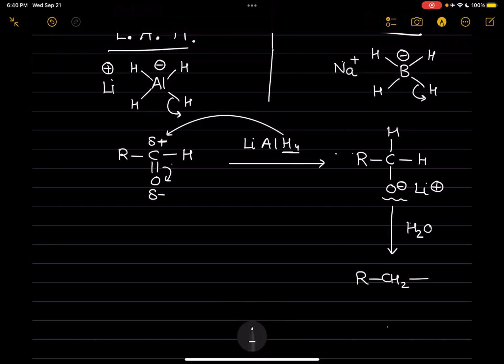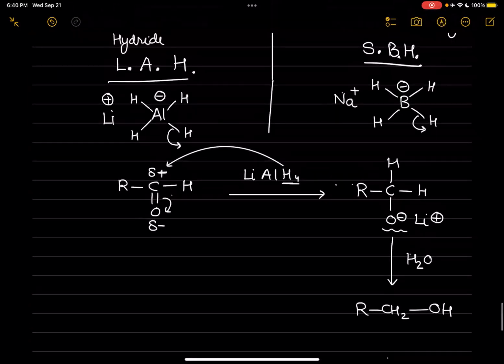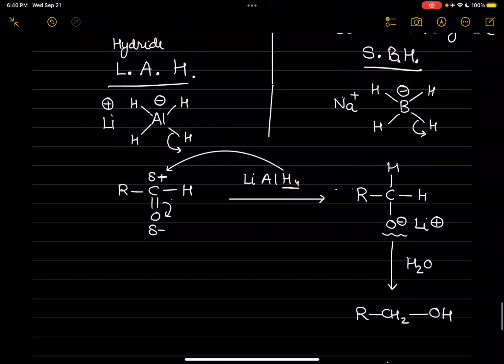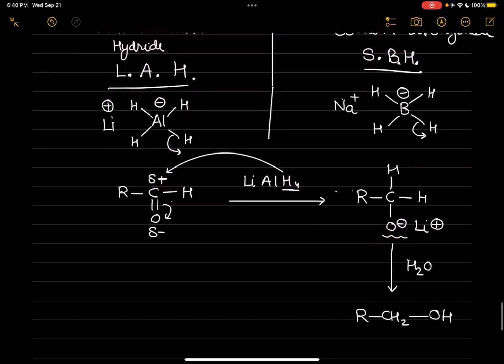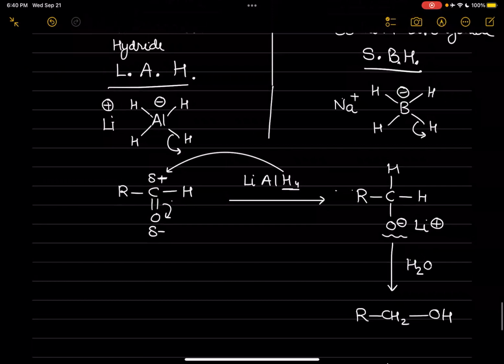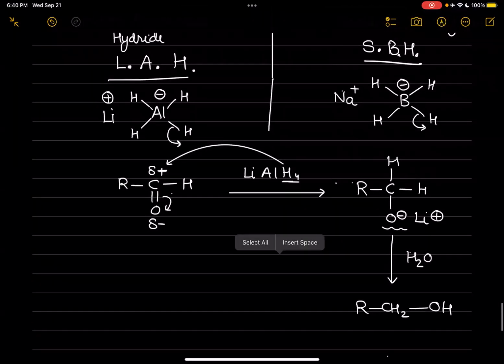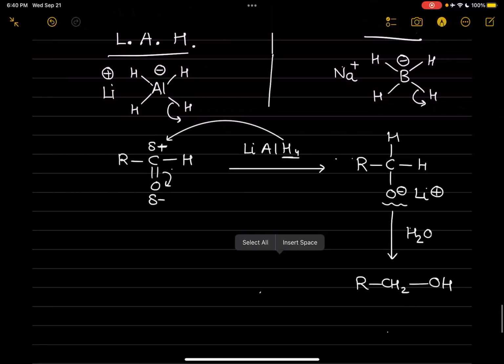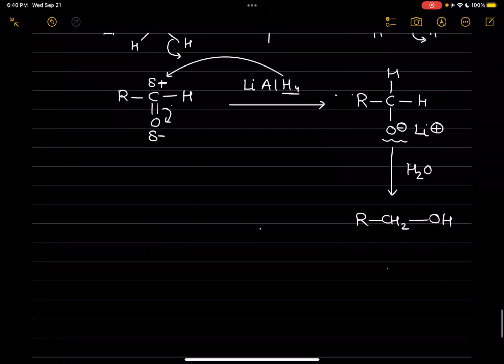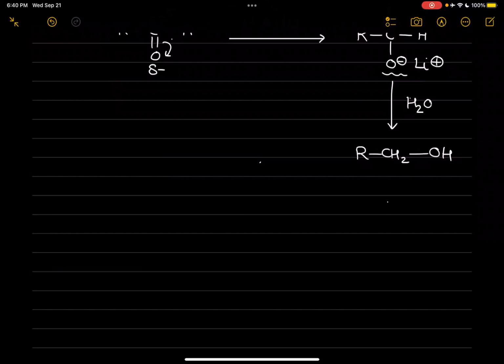So this water will bring in H plus. We were discussing the reduction of aldehyde and ketone by LiAlH4 and NaBH4, lithium aluminum hydride and sodium borohydride. Okay. Rayan, Imad, is it clear? Sir, can you just explain that again?